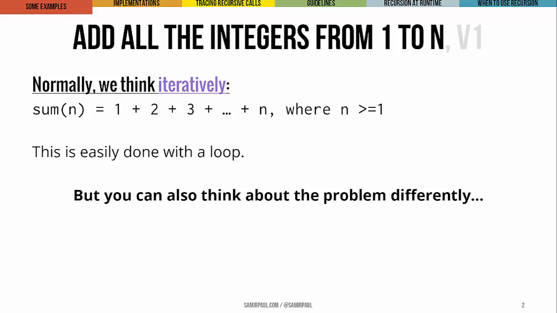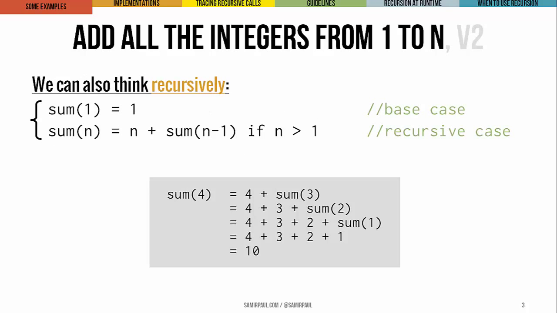Now, Java's looping constructs make doing this pretty easy. But there is a totally different way to look at the problem, which may at first seem a little bit strange. It looks like this. The sum of 1 is 1. And the sum of n, where n is greater than 1, is that number plus the sum of 1 less than that number. Now, when you look at this, at first, it probably looks like it's a sort of circular definition. But if you look a little closer, it doesn't.